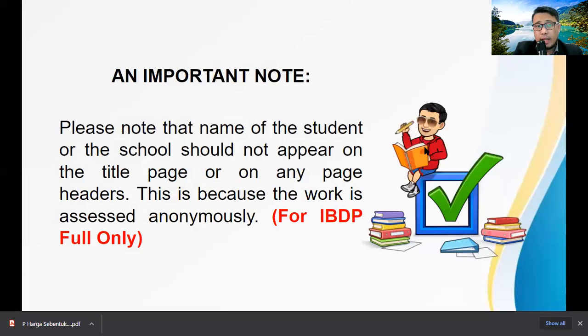Right, let's continue. An important note, I think I'll just skip this one, especially for the IB course, because I don't think you will follow this one. In IB, no name or school name will appear on the title page or any page in your extended essay. So it is purely anonymous.